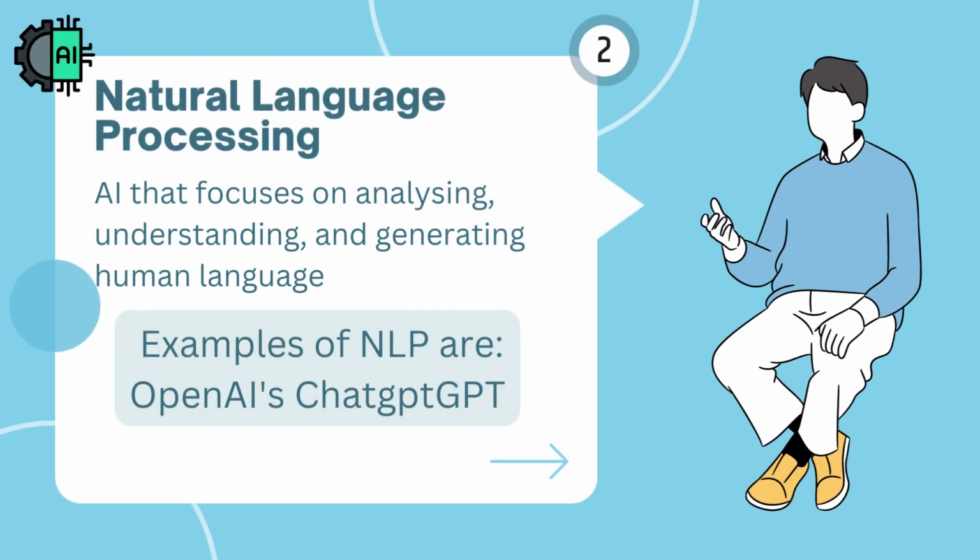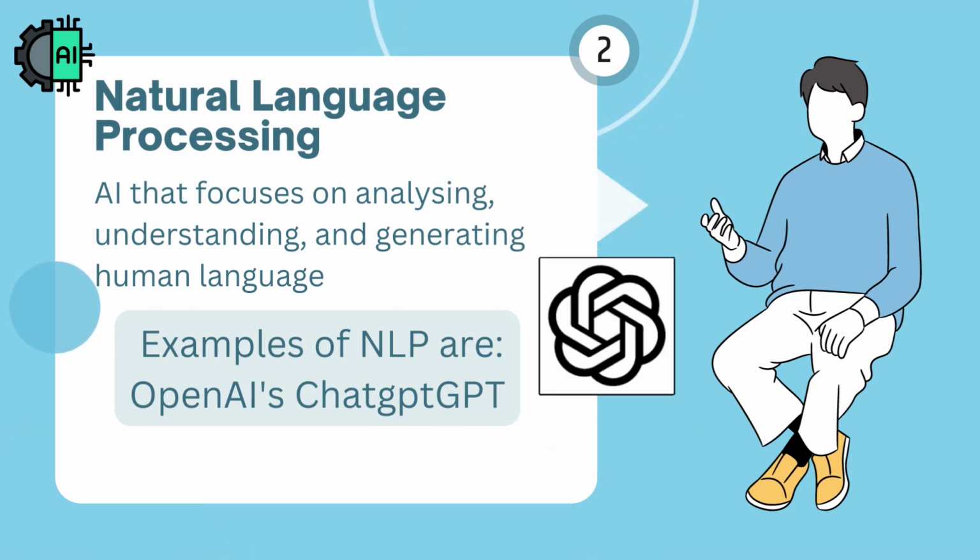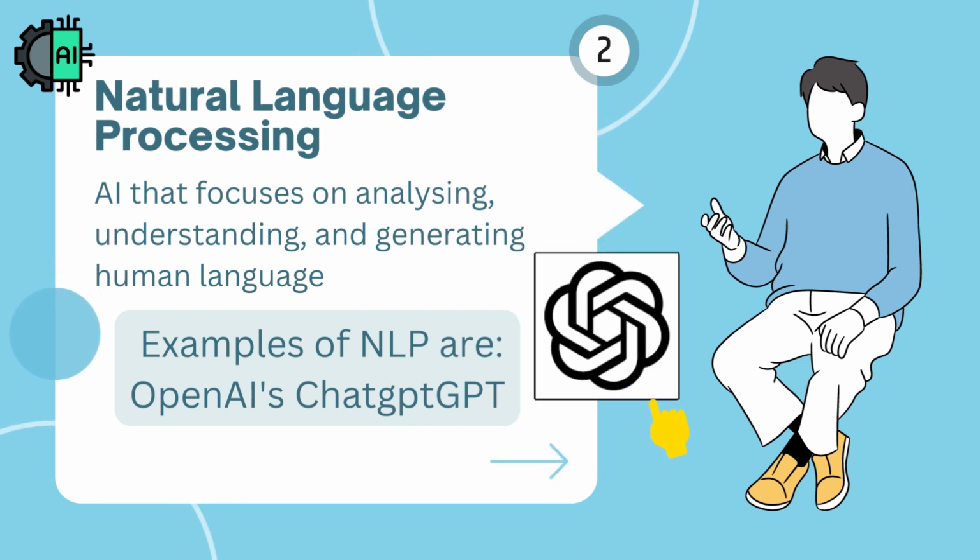And then comes natural language processing, or NLP. This is the type of AI that focuses on analyzing, understanding and generating human language. And the most popular NLP tool these days is OpenAI's ChatGPT.